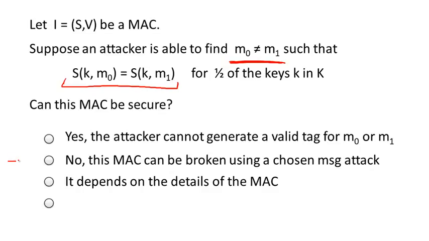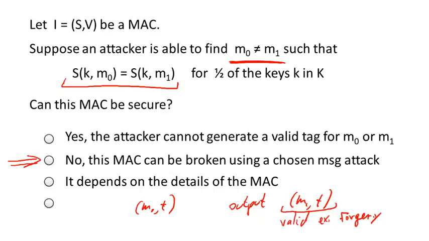So the answer is no, this is not a secure MAC, and the reason is because of the chosen message attack. Essentially, the attacker can ask for the tag on the message M0, and then he'll receive M0, T from the challenger, and in fact T would be a valid tag for the message M0. Then what he would output as his existential forgery is M1, T. And you notice M1, T is different from M0, T, so this is a valid existential forgery. As a result, the attacker wins the game with advantage 1/2. So we conclude that this MAC is not secure.